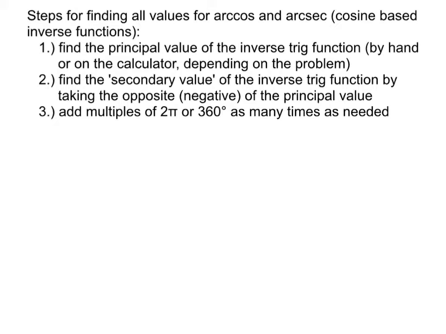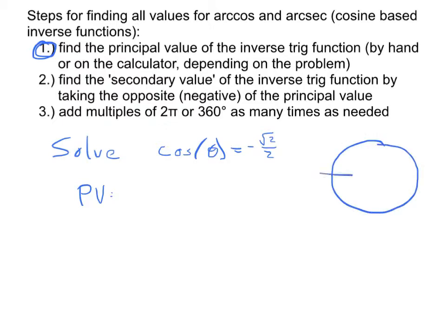Right, so same deal. Let's start by writing down a problem we're going to deal with. Suppose we wanted to solve the cosine of theta is equal to negative square root of 2 over 2. So step 1, we want to find the principal value. Well, for the principal value, I want to have an x value that's negative square root of 2 over 2. So let's see here, that's going to happen up here, and that angle is 3 pi over 4.